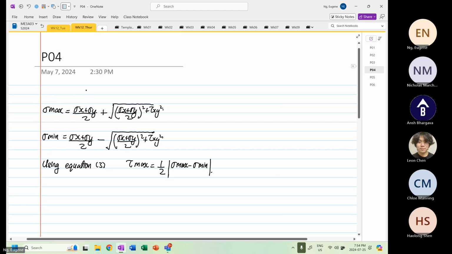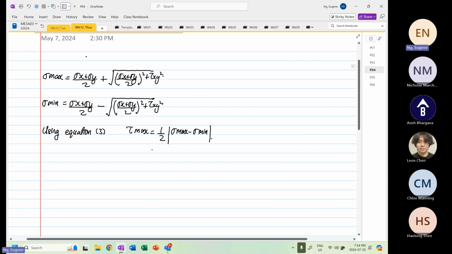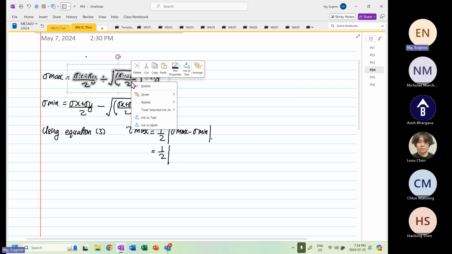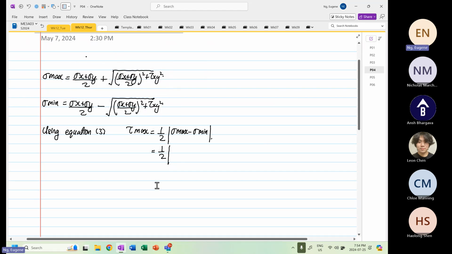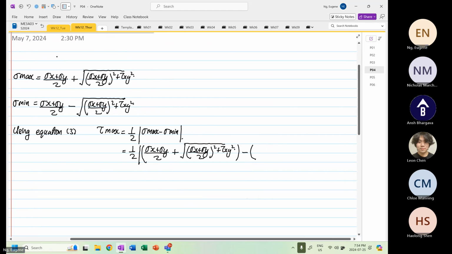Okay. So in this context now, if I put everything in, what we have is we have stress max. Okay. I'm just going to copy and I'm going to just paste. Putting bracket. And then I'm going to minus again. We'll take this whole thing.